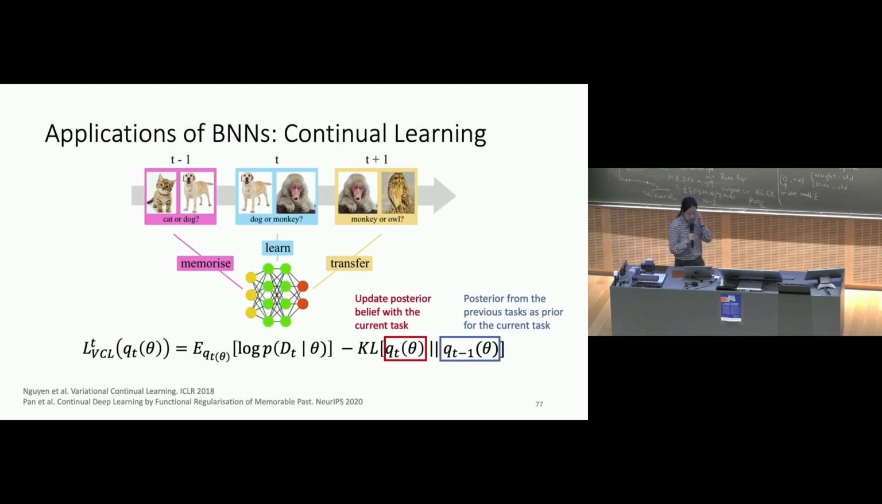Learn a sequence of tasks sequentially without forgetting the previous ones. In fact, the Bayesian framework has this nice thing called online Bayesian inference, in the sense that you can use the posterior of the previous task as the prior for your current task. After the current task comes in, you update your posterior, get your current posterior, and then use it as the prior for the next task.